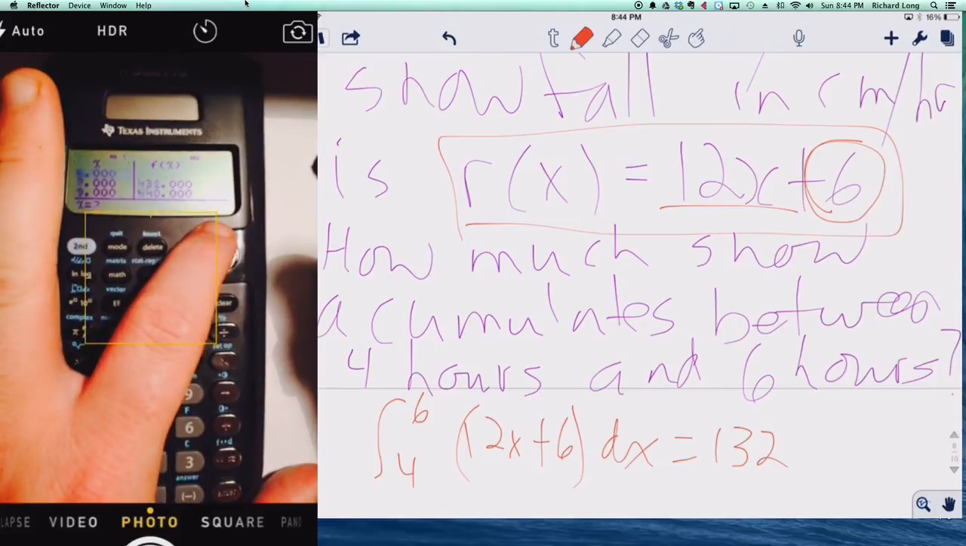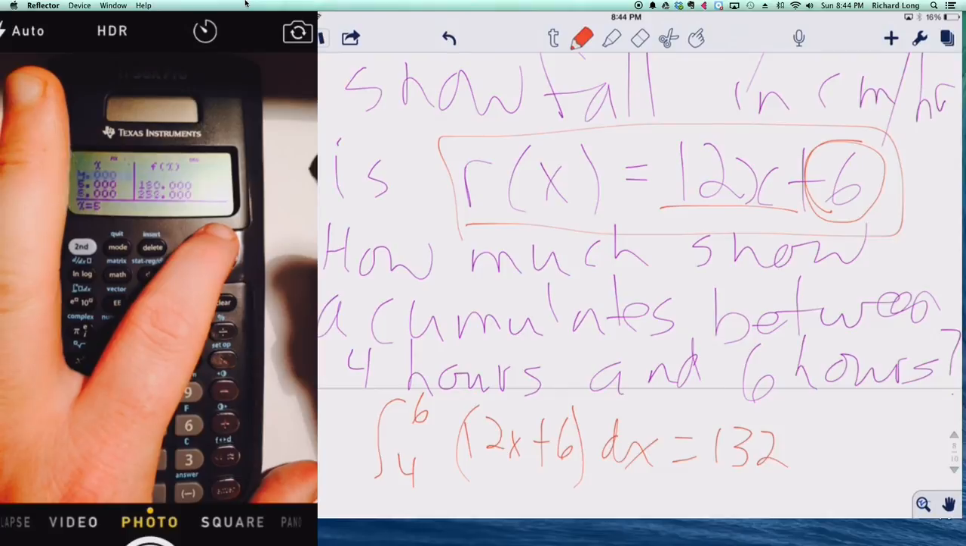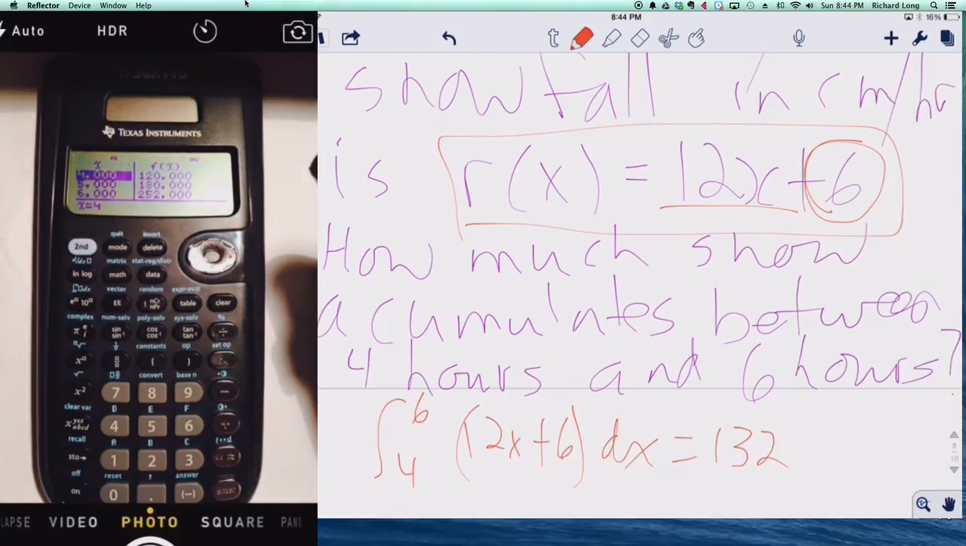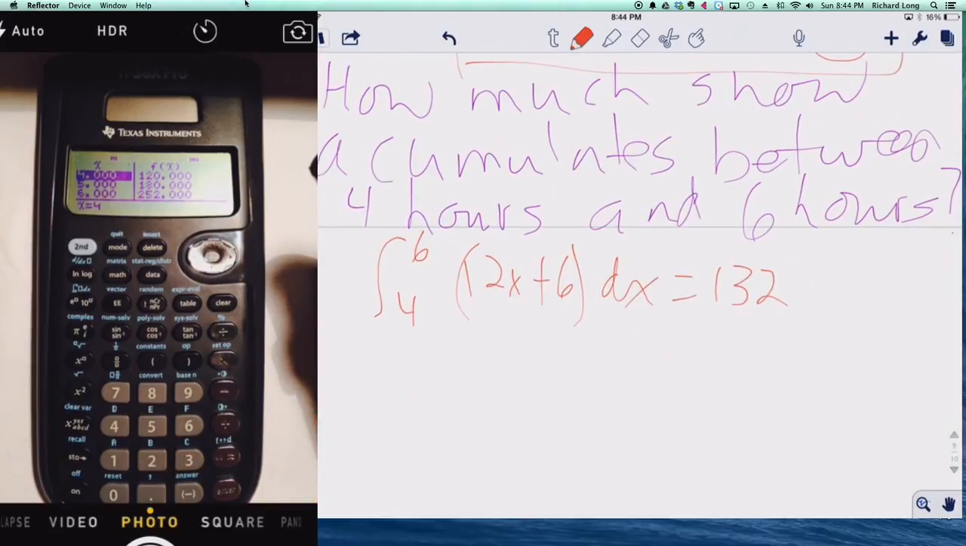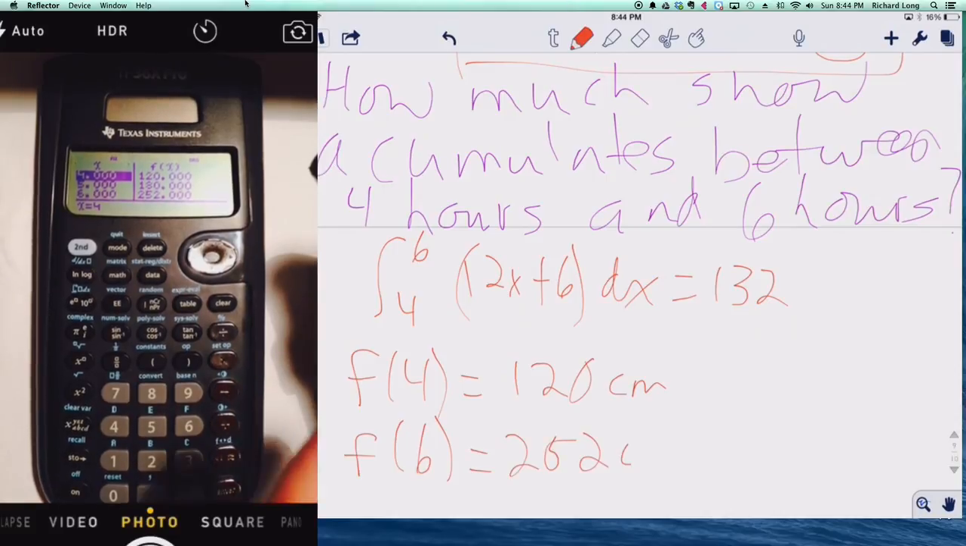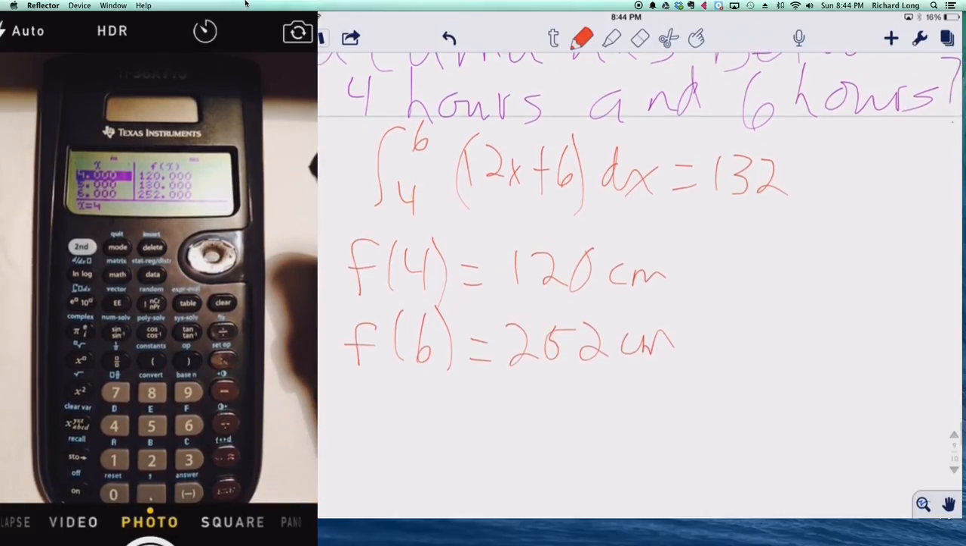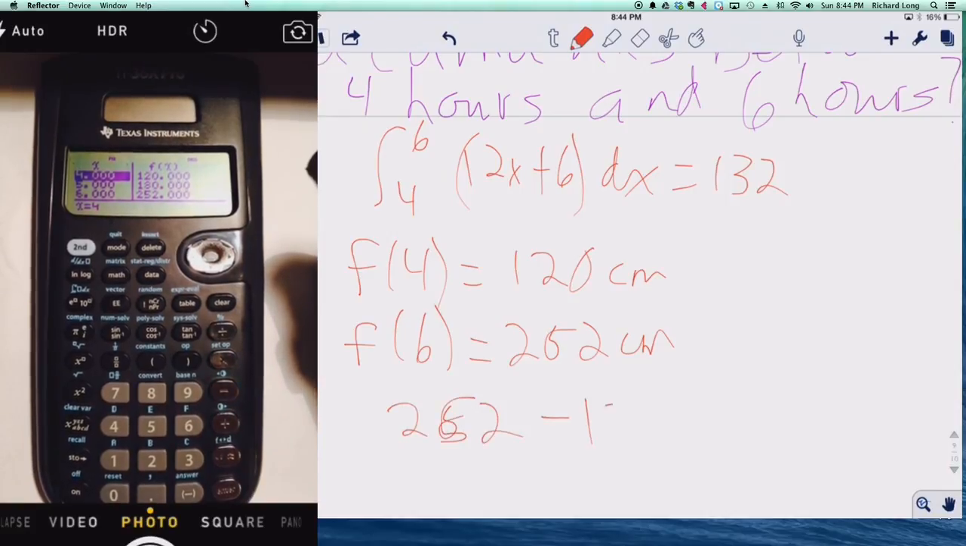I can go back and figure out how much snow accumulates at 4 hours. It's 120 has accumulated. So let's look at it and see if it works out the same way. So f at 4 in our case was 120, and then f at 6 was 252 centimeters. If I subtract those, 252 minus 120 equals 132. So it does work.